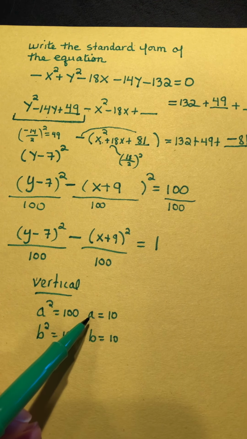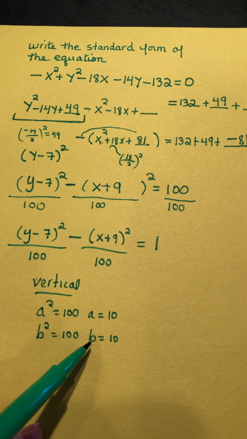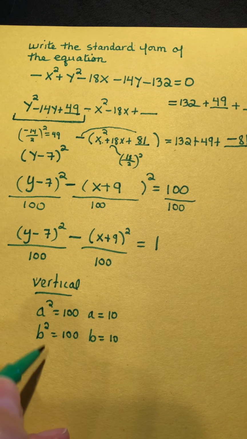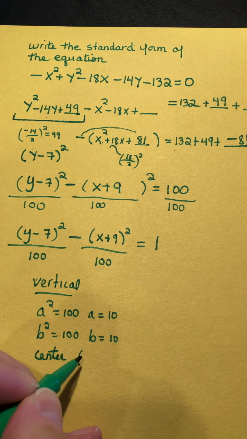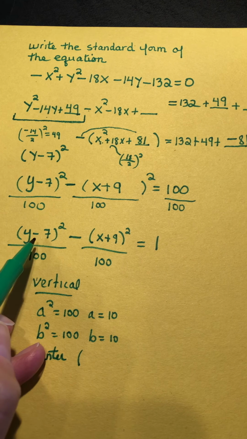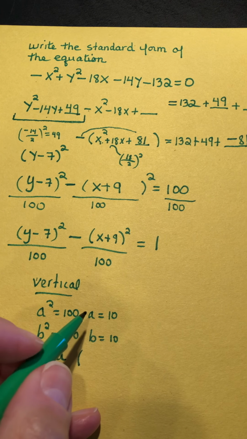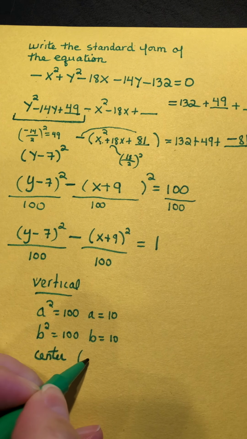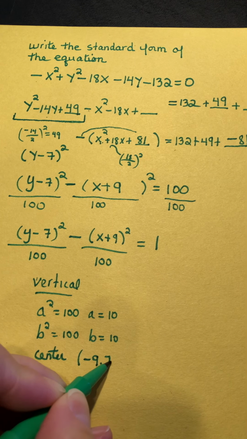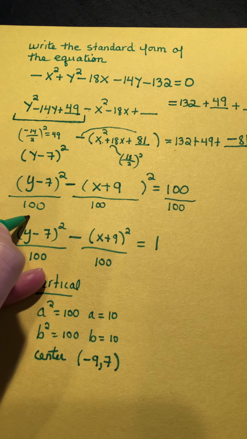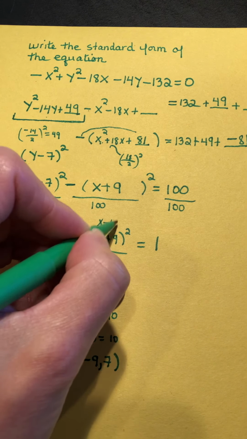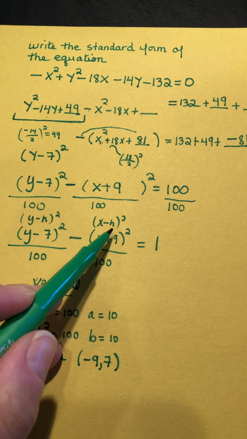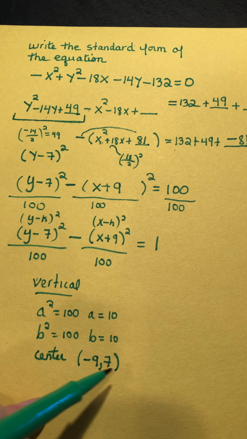Remember, a is the distance from the center to a vertex. b is the distance from the center to a co-vertex. My center is going to be at the point (h, k). This is actually going to be (-9, 7), because this is really like y minus k squared, and this is really like x minus h squared. So be careful, (h, k) is my center, (-9, 7).